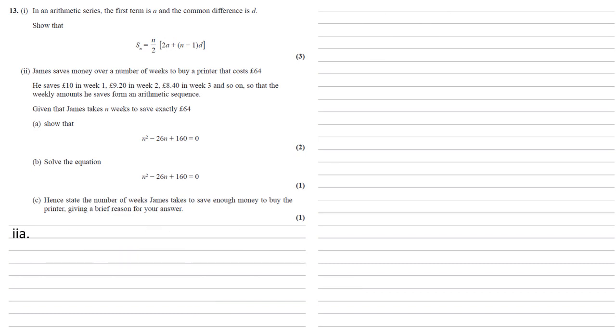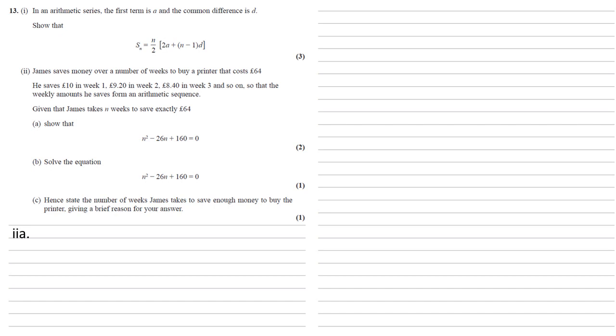For part 2, James saves money over a number of weeks to buy a printer that costs £64. He saves £10 in week 1, £9.20 in week 2, £8.40 in week 3, and so on, so that the weekly amounts he saves form an arithmetic sequence. Given that James takes n weeks to save exactly £64, we need to show that n squared minus 26n plus 160 equals 0. We've just created that formula for the arithmetic sequence in part 1, so we're going to use that now.